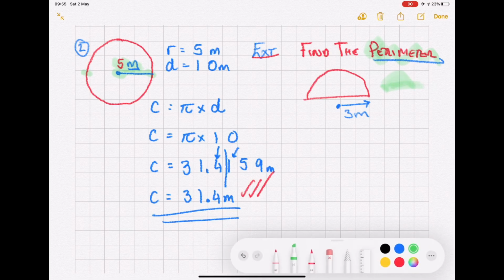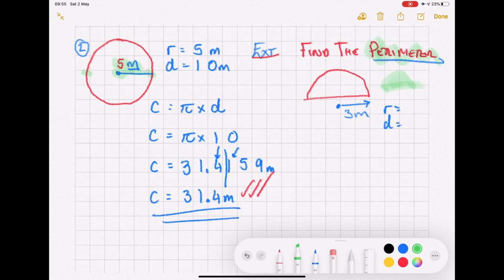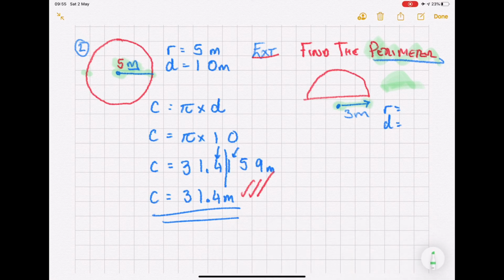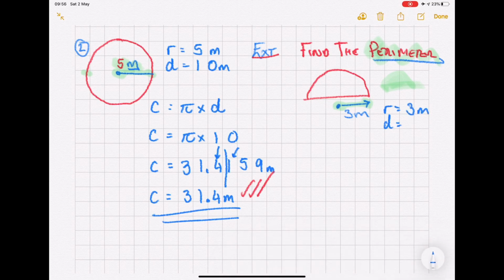Okay, let's start off exactly the same way. So let's write down our radius and our diameter. So the radius, or what we've been given in this question, is the length from the centre to one of the edges. So that's technically the radius. So our radius is 3 metres. And our diameter is 6 metres, so it must be double.